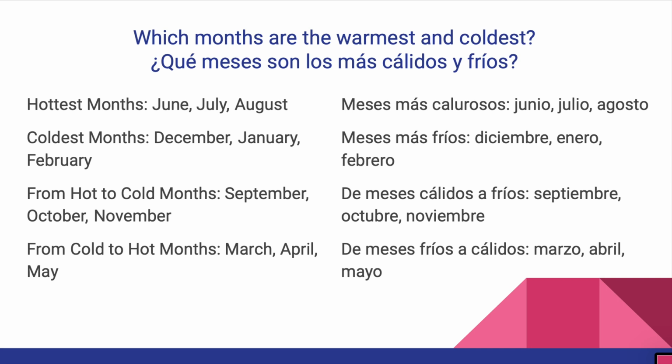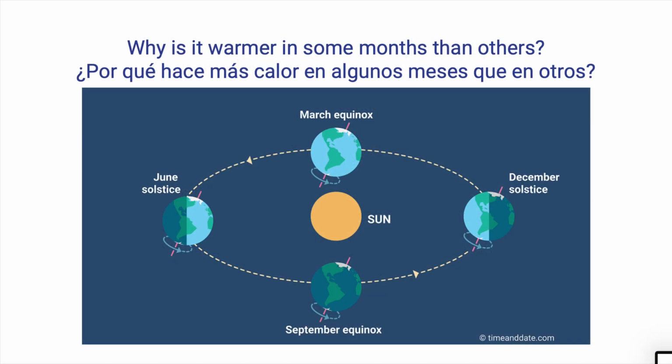Usually, the hottest months in the US are June, July, and August, while the coldest months are December, January, and February. Why is it warmer in some months than others? Well, it turns out that has to do with the Earth's rotation around the sun. Because the Earth is a little bit tilted on an axis, in some of the months, the northern pole is facing closer to the sun than the southern pole. And so in June, the United States is facing closer to the sun than Australia. Therefore, it's a lot hotter in June than it is in December.